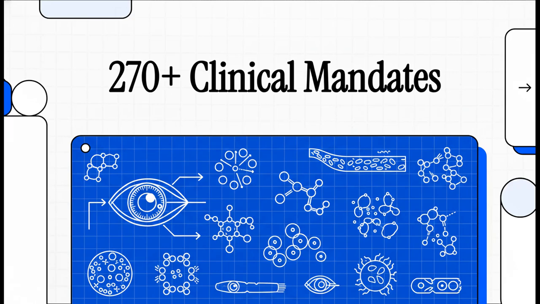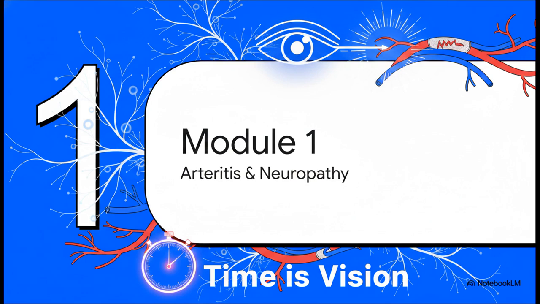All right, welcome to this explainer. We are executing a very rapid introduction today because we have a massive amount of critical ground to cover. We are establishing a strict peer-to-peer clinical tone right out of the gate for this high-yield 270 plus ophthalmologic and systemic pathology simulation. This is all about isolating exact mechanisms and making definitive clinical decisions under pressure. Let's dive right in. Module 1.